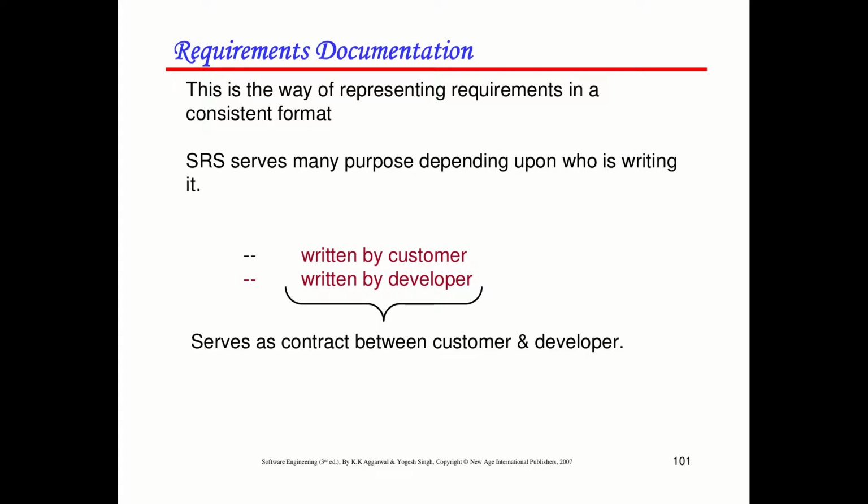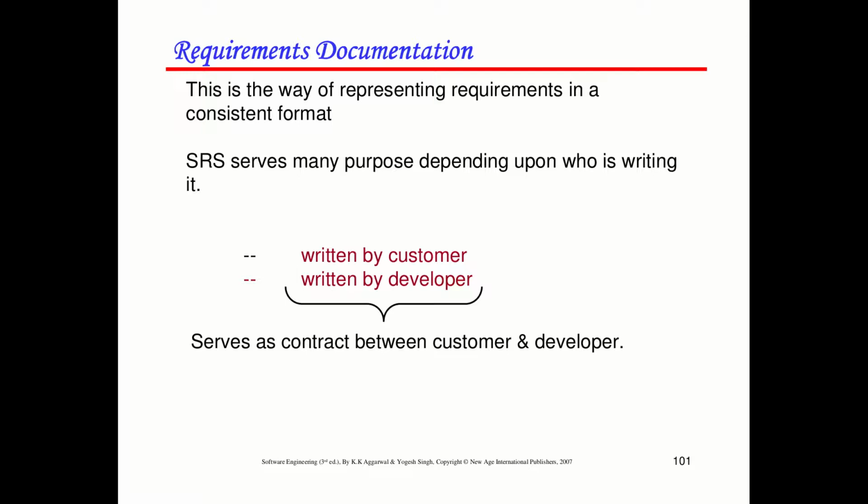In this video, we are going to talk about the third step of the requirement engineering process, which is requirements documentation. Requirements documentation is a way of representing the requirements in a consistent format. So in the first step, we elicit, which is nothing but gathering the requirements. You collect all the requirements from the customers, then analyze all these requirements. After analysis, we have to document the requirements.